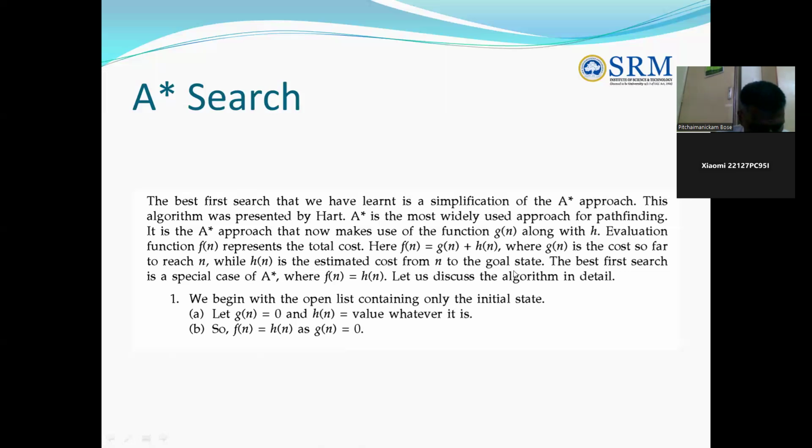So f of n is equal to g of n plus h of n. g of n means the cost so far to reach n. h of n is the estimated cost from n to reach the goal node. So best-first search is the special case of A-star, that is f of n is equal to h of n. Okay, so you just note it down for the process.